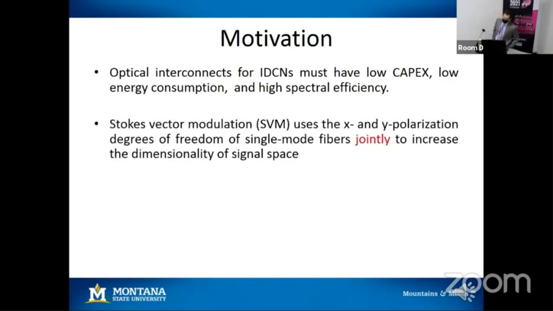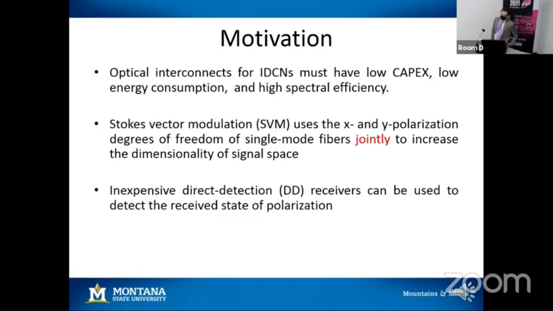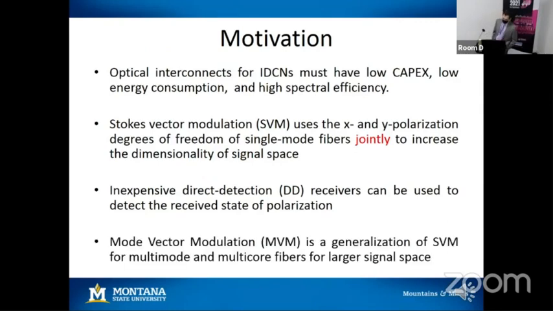So Stokes vector modulation uses the X and Y polarization degrees of freedom in single mode fibers jointly to increase the dimensionality of signal space. It actually spreads the points in the three-dimensional Stokes space. And the advantage of using Stokes vector modulation, of course, is that the state of polarization can be measured with direct detection receivers. So we want to extend this idea in order to use multi-mode and multi-core fibers that have a higher dimensional Stokes space and at the same time use direct detection.